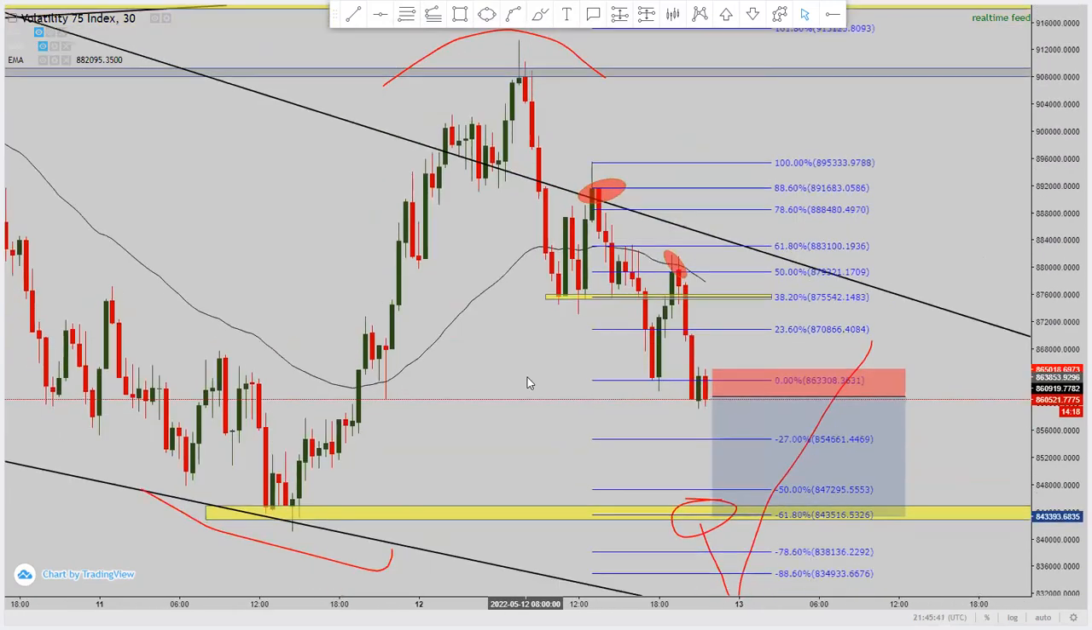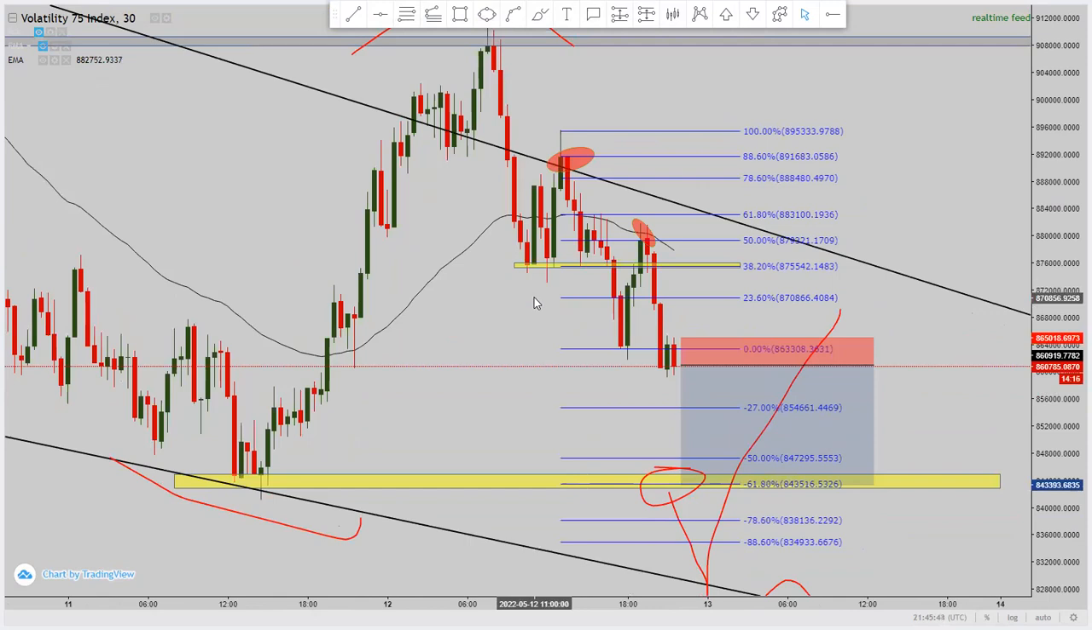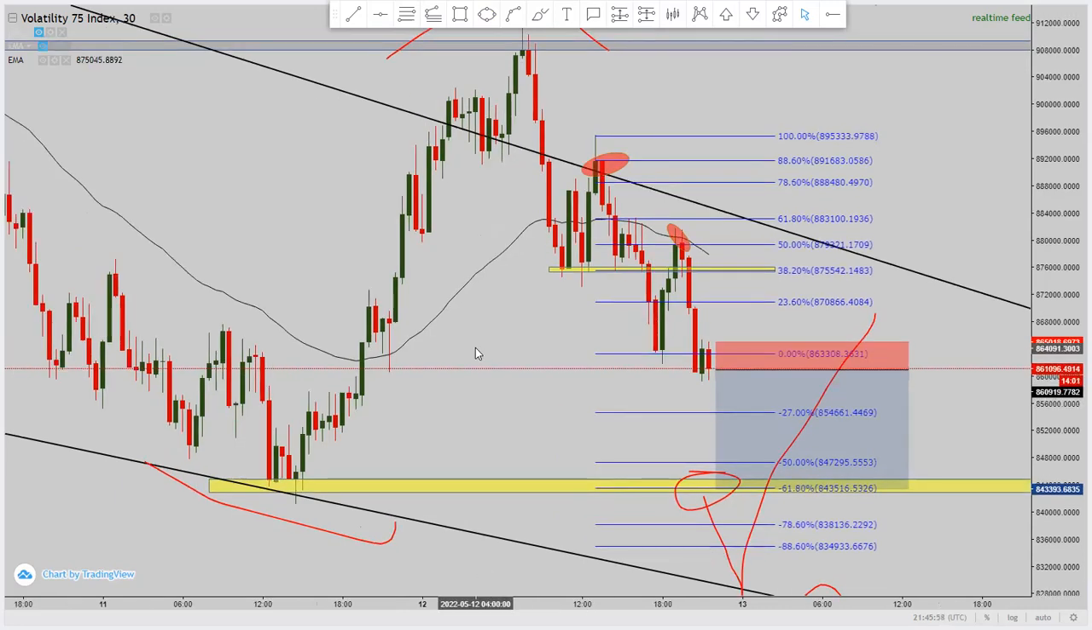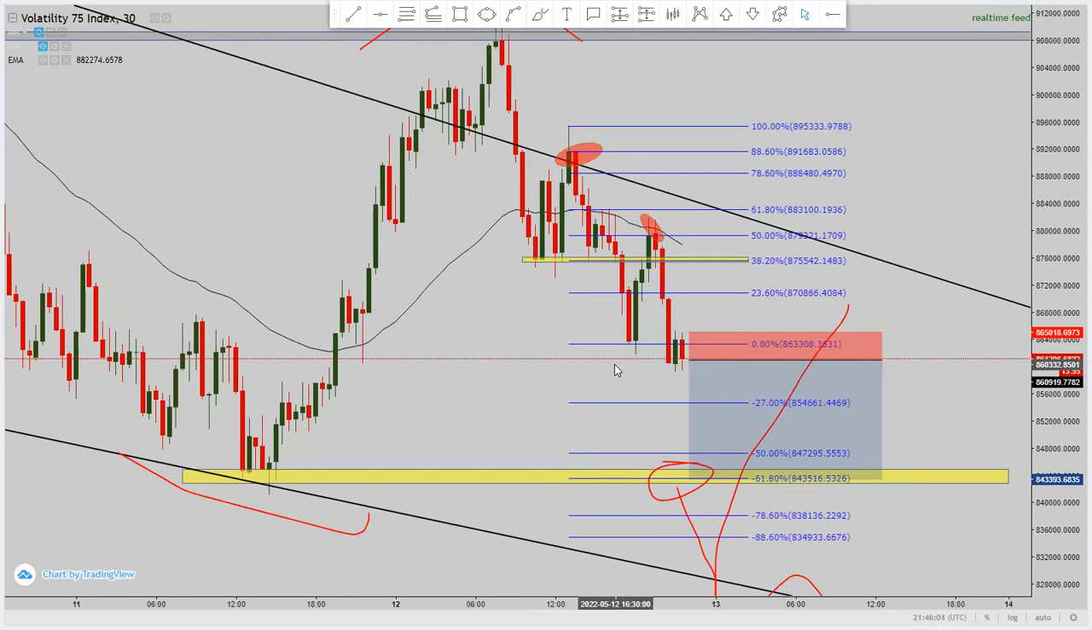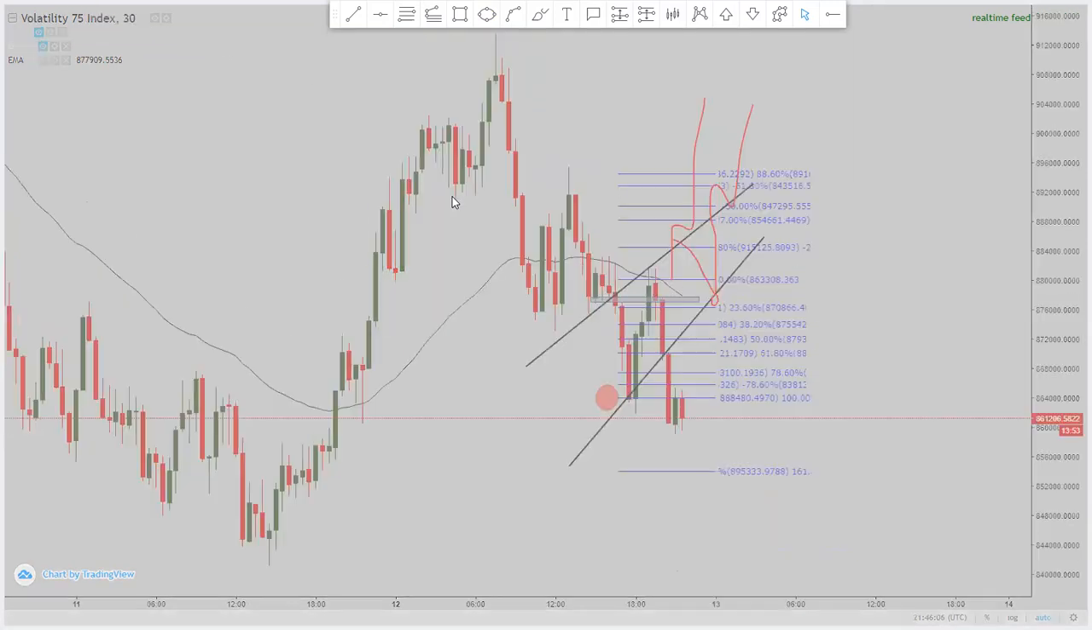This is basically what we are seeing on our VIX 75, on our Crash 500, on our Boom 300, Boom 1000, and Boom 500. So we hope you all understand and you're actually going to take advantage of those opportunities. So just a quick rundown. This is what we are seeing on VIX 75. Let me just go to Crash 500.